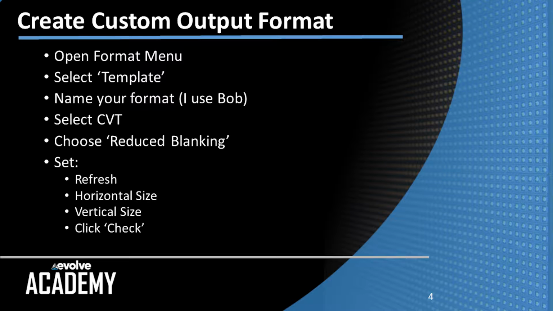So how do you create a custom format? To create a custom format, you open the format menu, select template, and you name your format. You'll see in the example moving forward that I use Bob as my format name. I always select CVT for the timing setup. I always use reduced blanking, and then using the simple setup, set the refresh rate to whatever the refresh needs to be, the horizontal size, the vertical size in pixels, and I click check. And then the calculator will do a check for you.